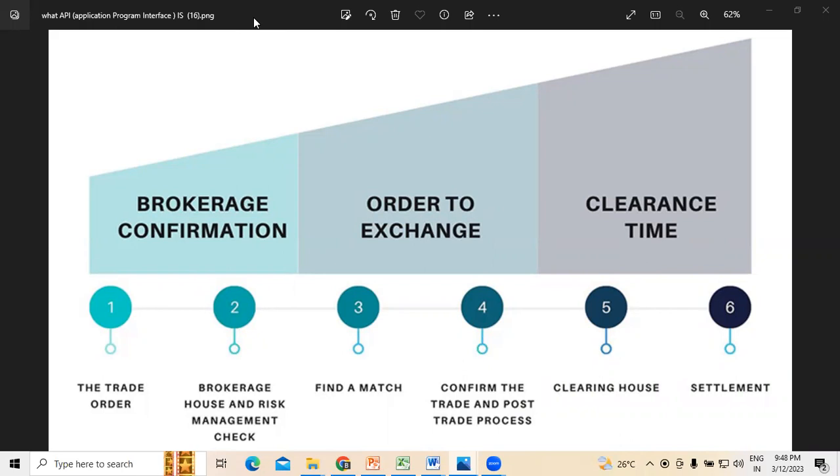Today we are going to discuss the trade life cycle process. In any capital market process, the trade life cycle is a set of events and actions that occur once there is a purchase or sale of any financial asset.